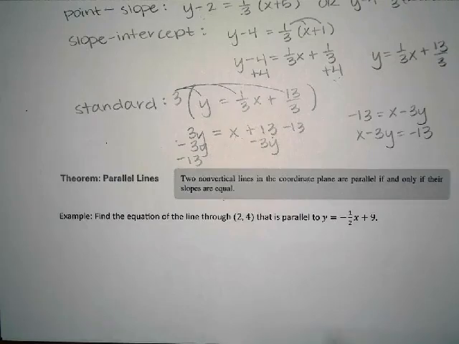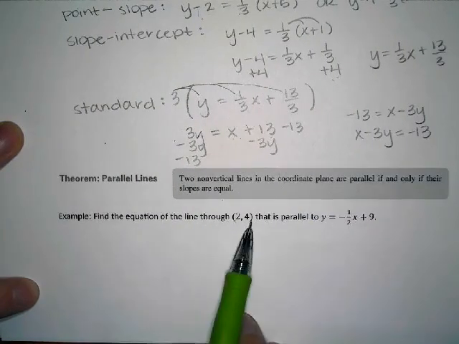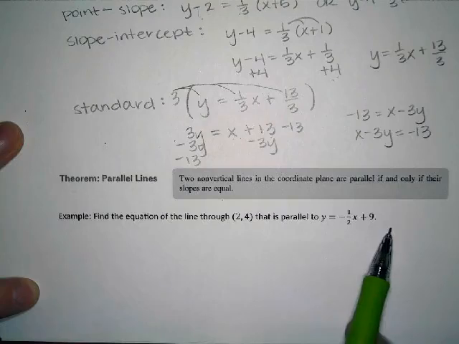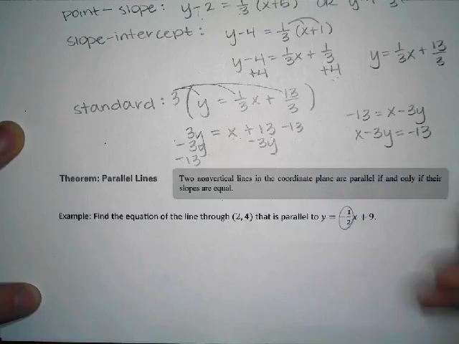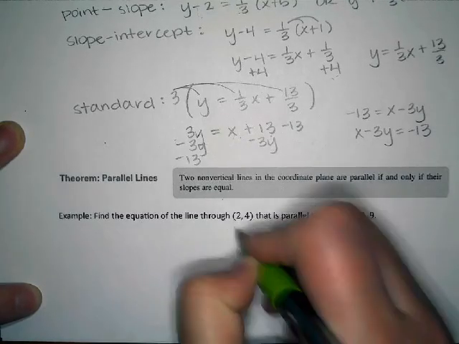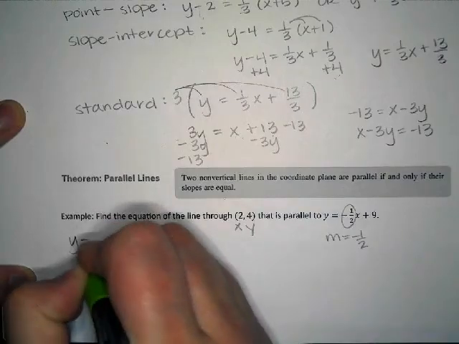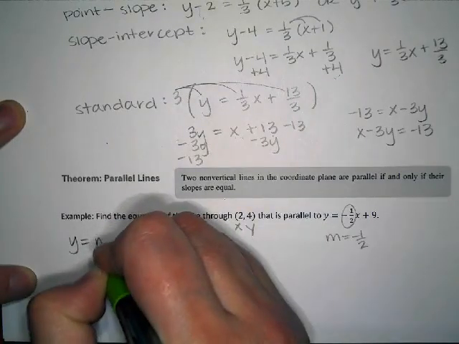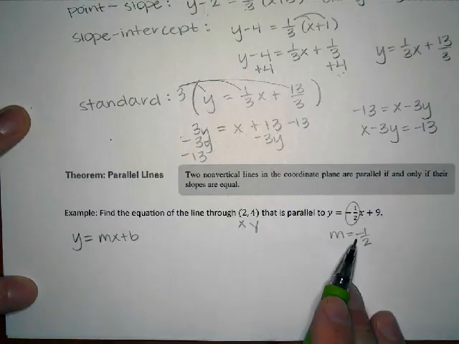Okay, find the equation of the line through the point 2, 4 that is parallel to this other line over here. Well, if it's parallel, it's going to have the same slope. So our new line is going to have a slope of negative 1/2, and then it's going to have an x-coordinate of 2 and a y-coordinate of 4 at some point. And typically we write our problems in y equals mx plus b. So I'm just going to go through and plug this in. I just need to know what my b value is so I can write my equation.